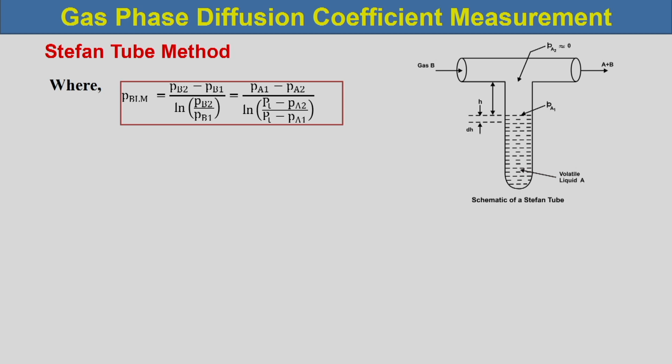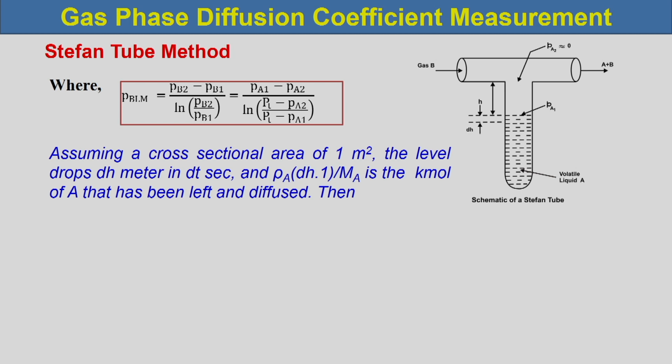Now, PBLM, as we have already discussed before, is the log mean partial pressure of component B, which is PB2 minus PB1 divided by ln PB2 by PB1, which we can write as PA1 minus PA2 divided by ln PT minus PA2 divided by PT minus PA1.